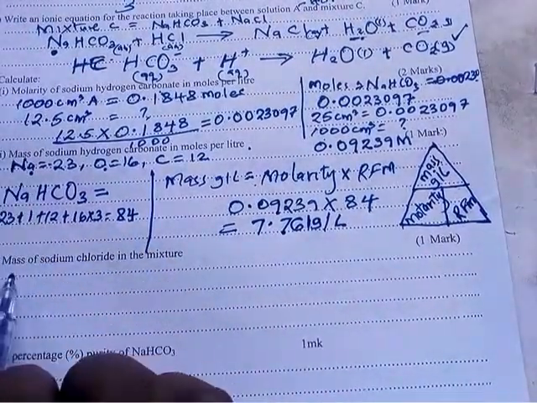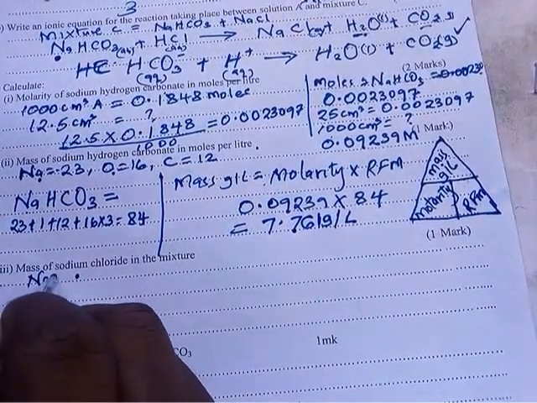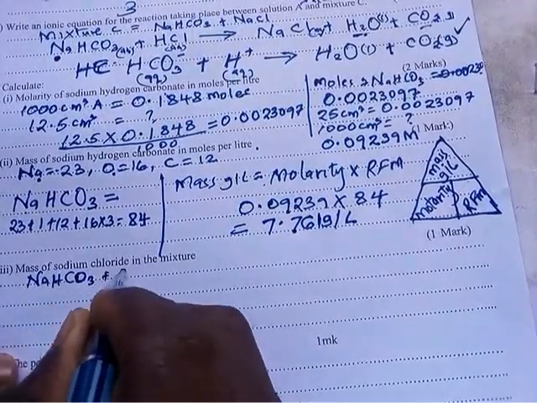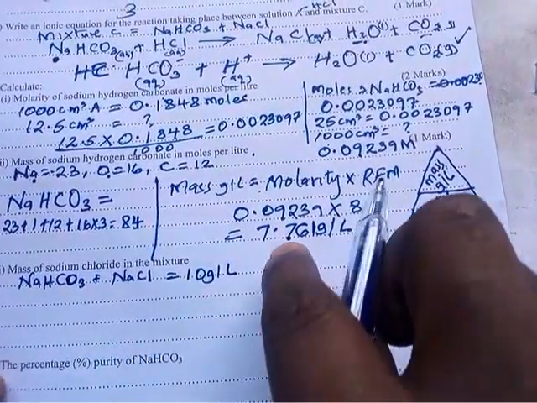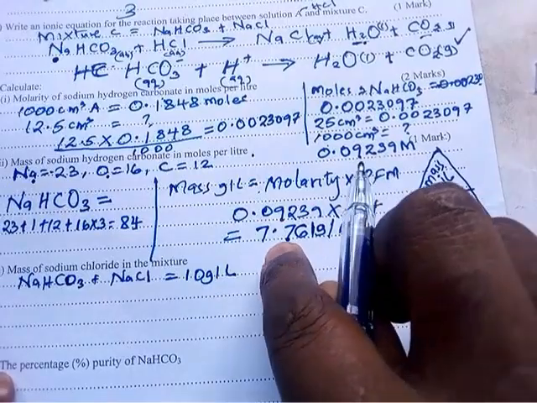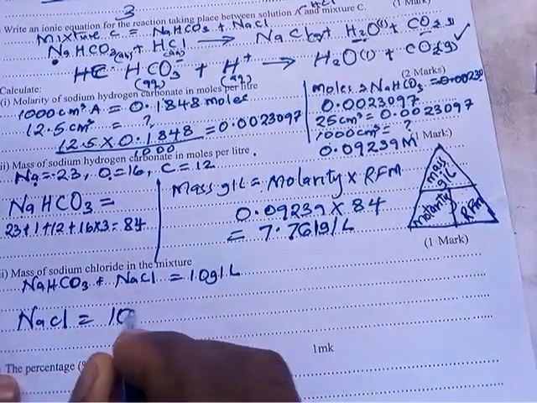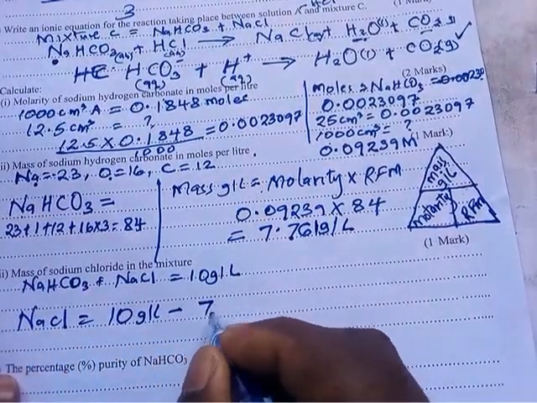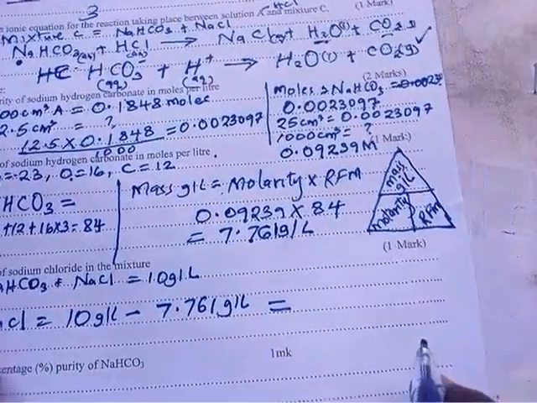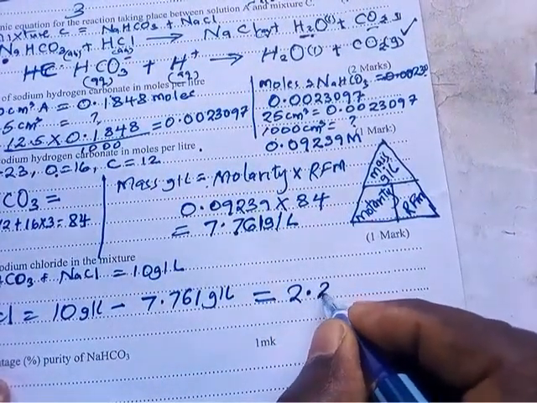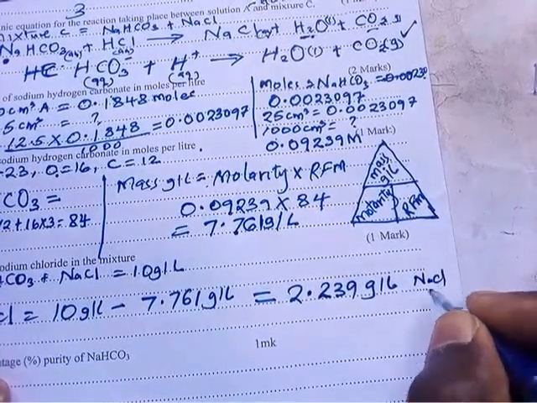Next question, calculate the mass of sodium chloride in the mixture. Our mixture, remember, had sodium hydrogen carbonate plus sodium chloride, and the total mass was 10 grams per liter. But sodium hydrogen carbonate only has 7.761. So to get sodium chloride alone, it is 10 grams per liter minus 7.761 grams per liter of sodium hydrogen carbonate, and this will give us 2.239 grams per liter, and this is only sodium chloride, which is an impurity.